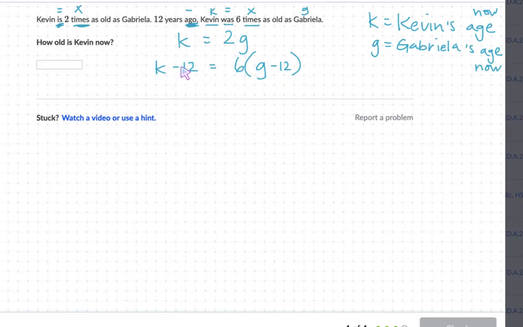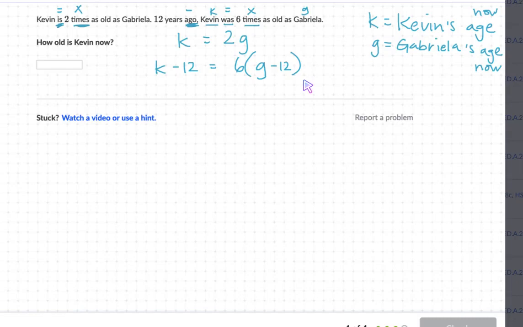Okay, so whenever you have somebody going back in time or forwards in time, but not the other person, something is probably off. Unless they say 12 years ago, Kevin was 6 times as old as Gabriella is now. But they didn't say that. They're saying 12 years ago for both of them. Okay? So you end up with 2 equations. And usually this is when people freak out. But remember, double check your sentences and make sure that those equations make sense.